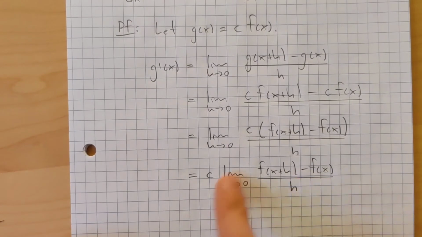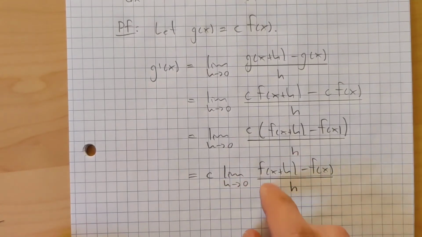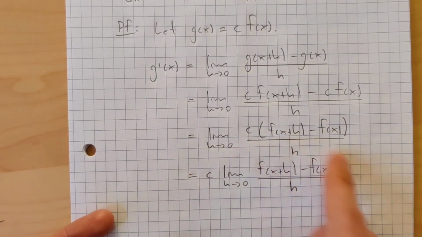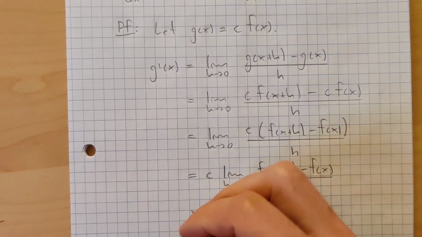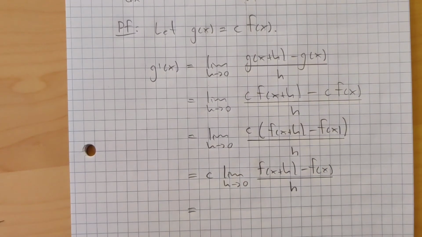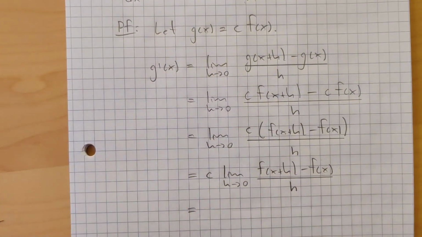Okay, so to say this limit exists, this limit law only applies if this limit exists, and to say this limit exists is just to say that f is differentiable at this value x you're considering. So wherever f is differentiable, the derivative of a constant times that function is equal to that constant times the derivative.